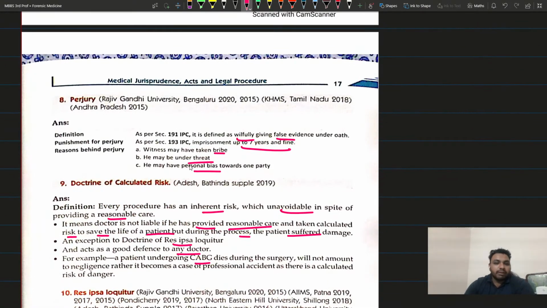Perjury, already informed to you: willfully giving false evidence under oath. Punishment is imprisonment up to 7 years. The reason behind it is that the witness has taken a bribe, or maybe he is under threat, or has personal bias towards one side.